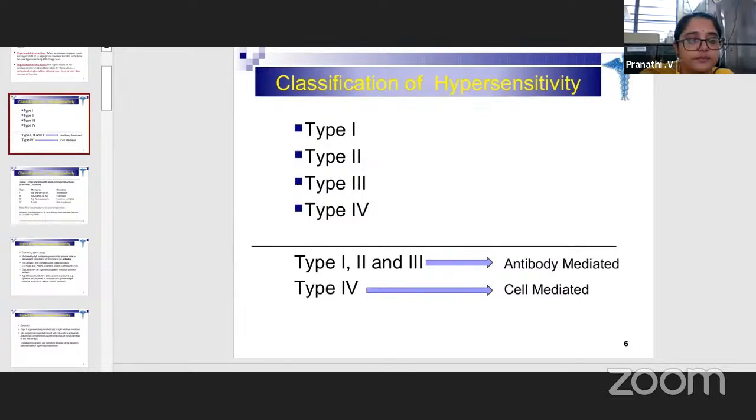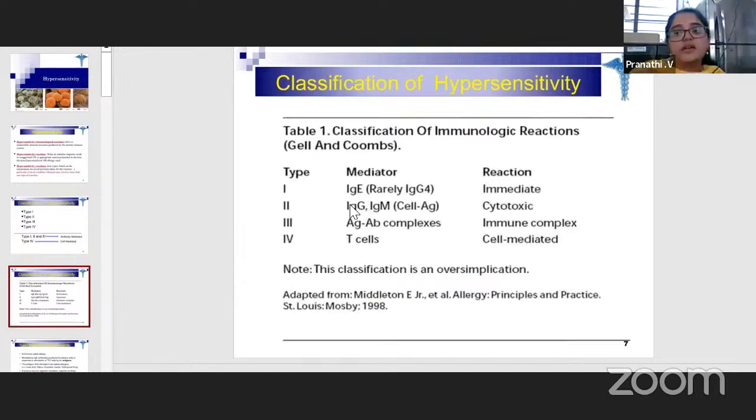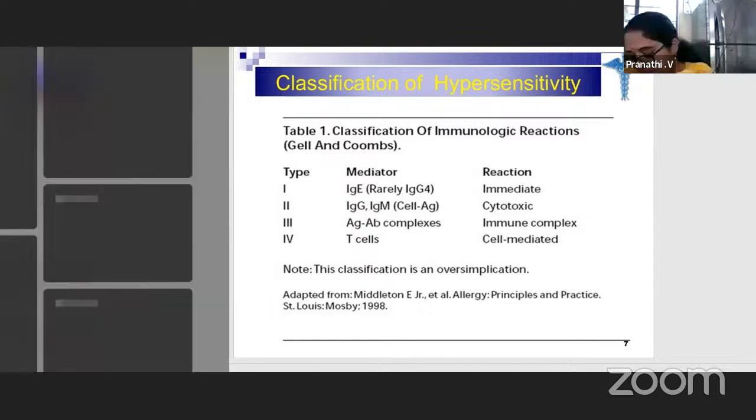So when you classify them, type 1 is when you have your immunoglobulin E, rarely G4, being released. What is the kind of reaction that you get? Immediate reaction. Type 2, IgG and IgM, and it is cytotoxic in nature. In type 3 hypersensitivity, you have antigen-antibody complexes formed, so it's an immune complex reaction. And type 4 is when your T cells are released and it is cell-mediated.